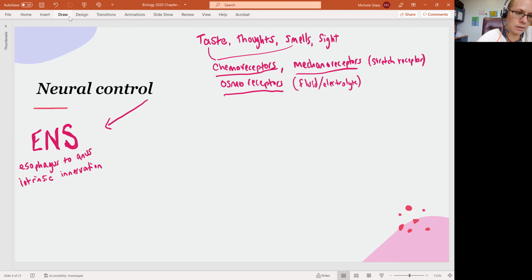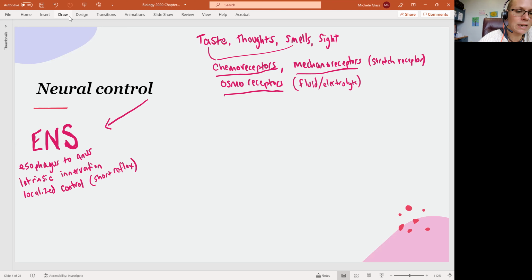You can think about this as very localized control, or we can talk about these as short reflexes. A short reflex is one that's totally bypassing the central nervous system. So this is all happening localized right there on location of the GI tract.